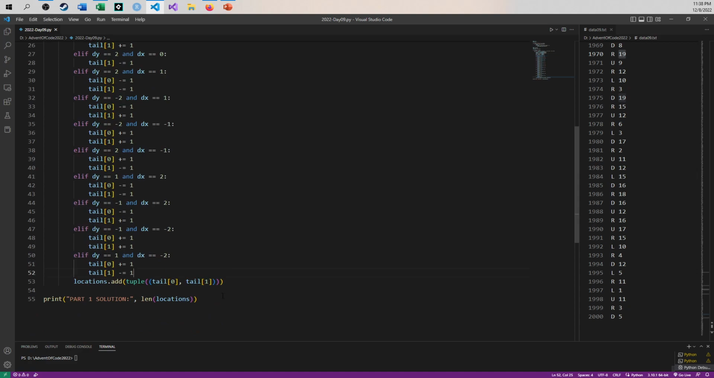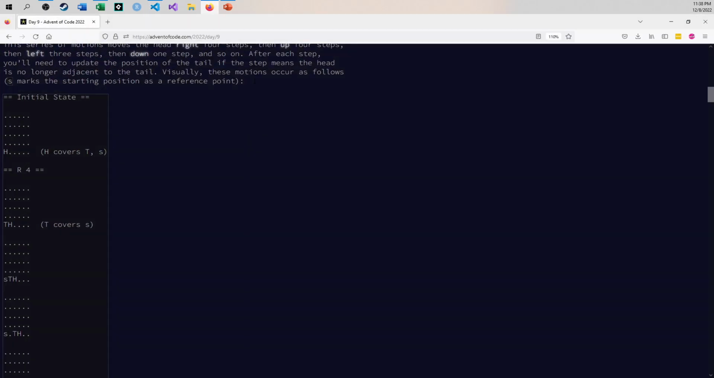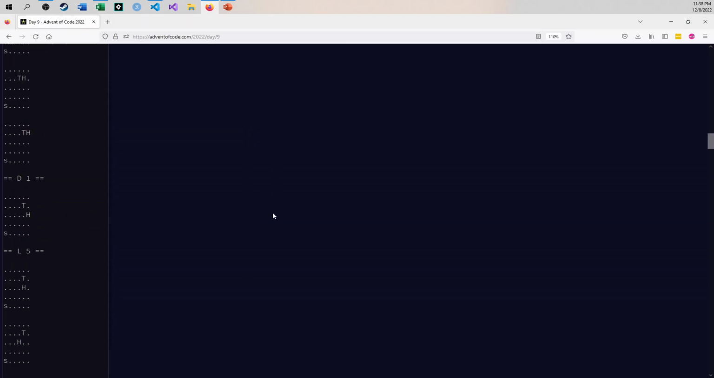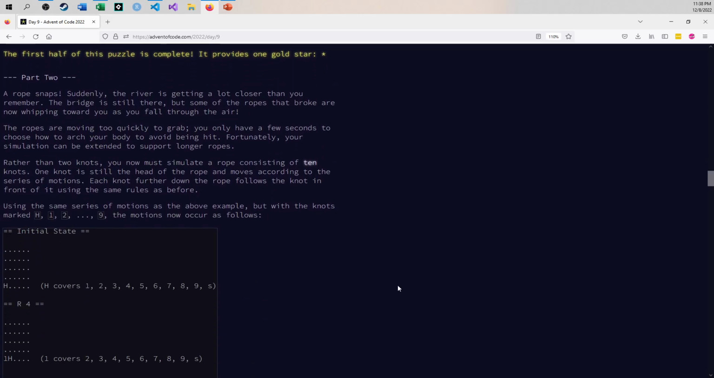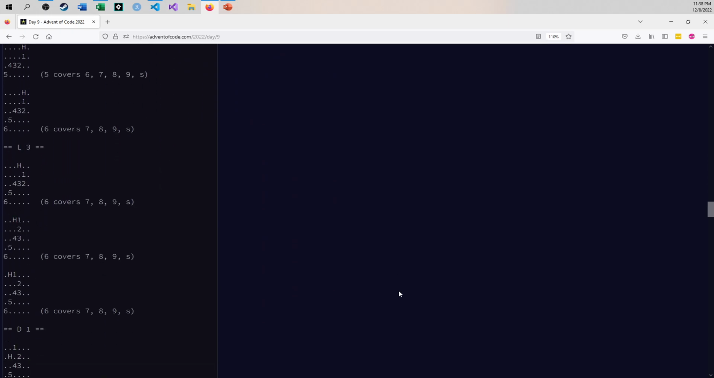And then when it's all said and done, I run my program here with my part 1 solution coming out. The length comes out to 5,981, which just happens to cover, oh, there it is down here, 5,981. So there's my solution to part 1. I'm going to start looking into part 2. It looks a little more complicated.